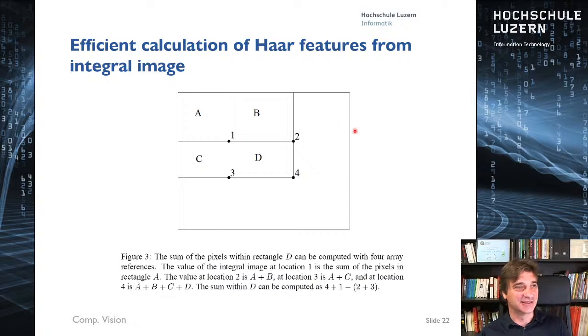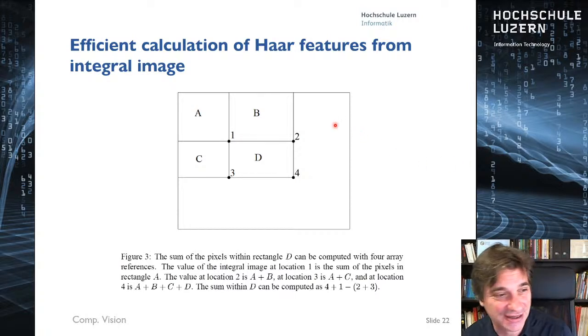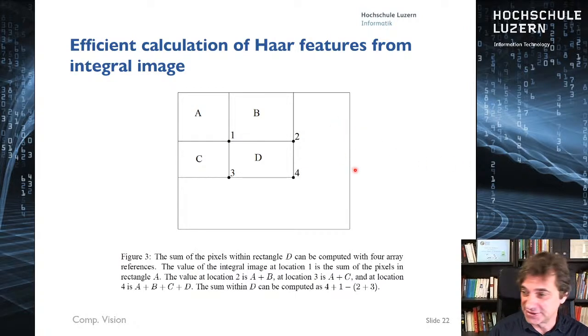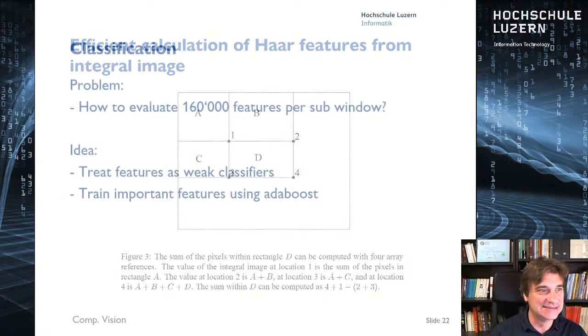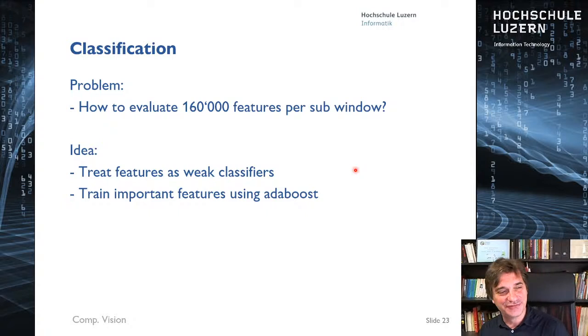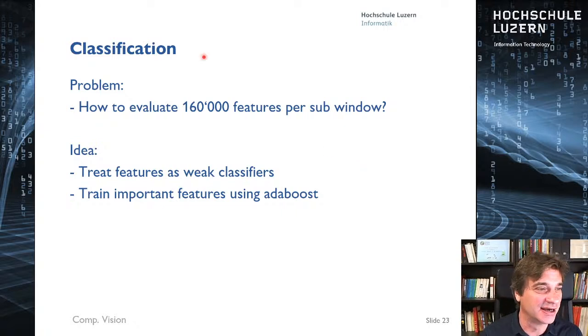Okay, that was just some idea to show how these integral images work. So now we have a feature detector. These are the possible features. Each feature is a classifier, and the idea is that we want to find out which of those features work best on the sub window.